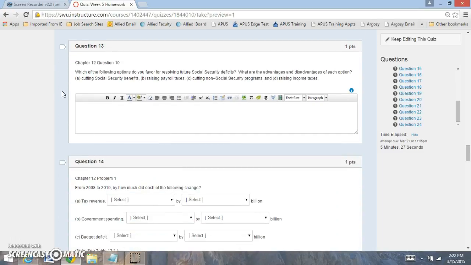Question 13. Which of the following options do you favor for resolving future Social Security deficits? What are the advantages and disadvantages of each option? So now, if we cut Social Security benefits, that would create more money in the system, but also people might be at a disadvantage. Raising payroll taxes, well, that would help fund the current system. Cutting non-Social Security programs, that could help it as well. If we cut other programs, that could put more money into that program. And raising taxes. So raising income taxes could also put money in that program as well.